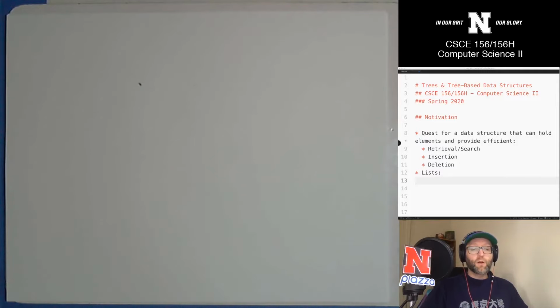And today we're starting on our last major module, which is trees and tree-based data structures. I thought I'd do something a little bit different here today. I've got the overhead projector set up for handwritten notes as usual, but I'm also going to be providing notes on the right-hand side here that are eventually going to be committed to GitHub along with everything else.